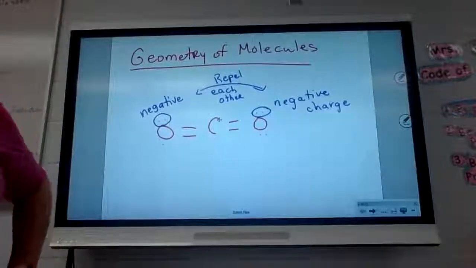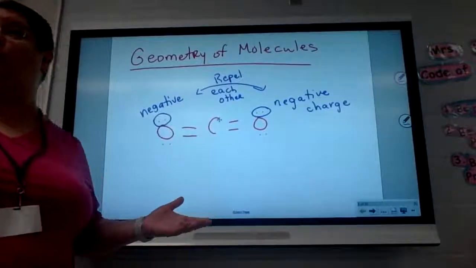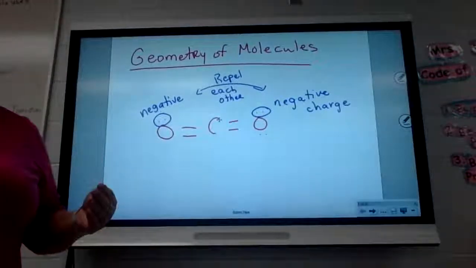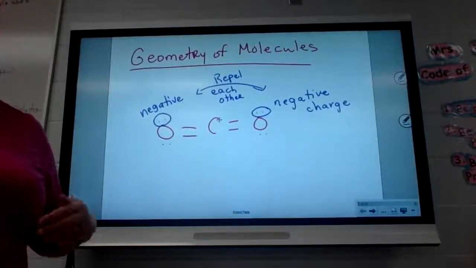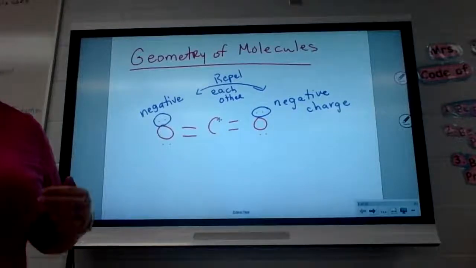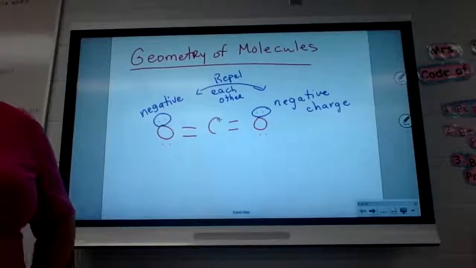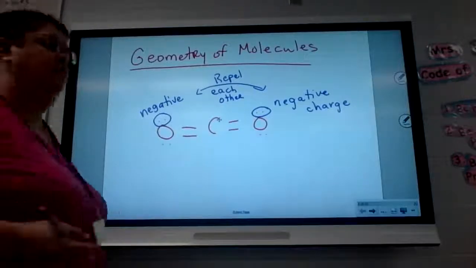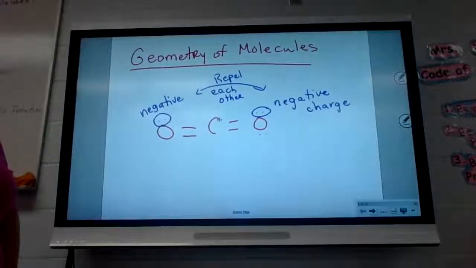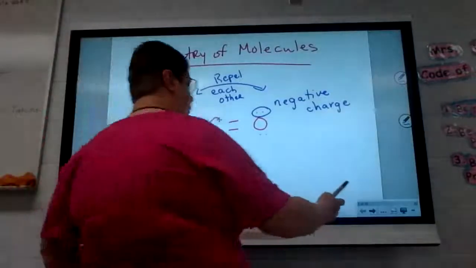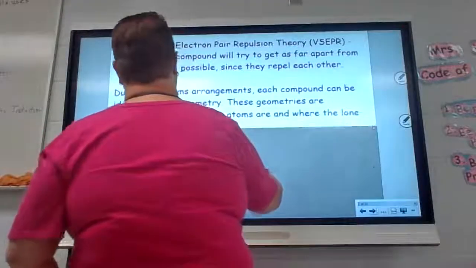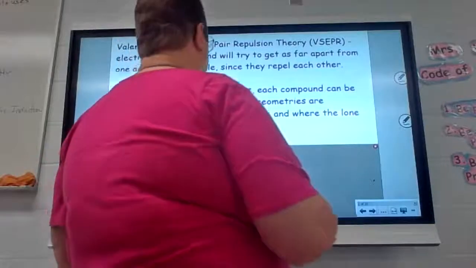They do it themselves. So the geometries that we're getting ready to talk about are how the molecules naturally arrange themselves based on where the electrons are. Okay? Everybody got that? What? You don't understand what I said? You're just writing. Okay. Everybody good? All right, so I think that's what I just said.